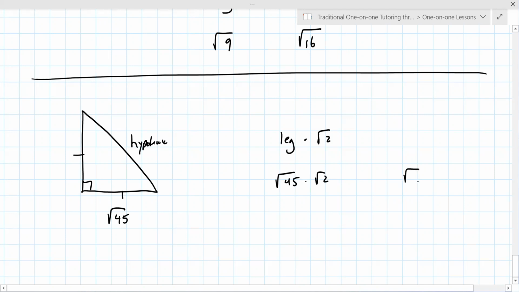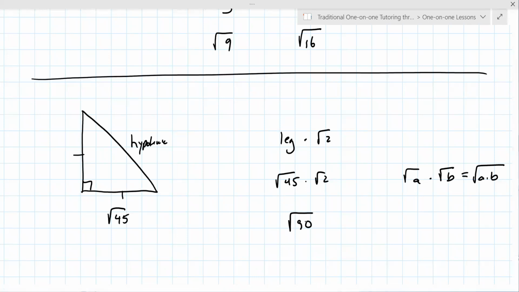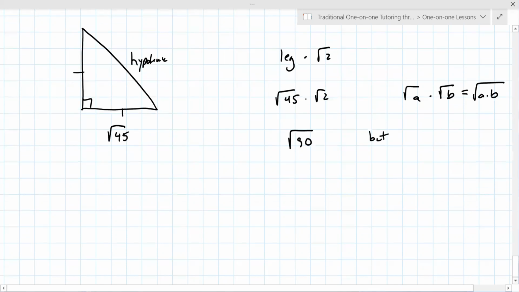This property says you can multiply before you take the square root. So in this case, it would be the square root of 90. But this is not reduced. So the question I have for you is, do you remember how to reduce roots? And the hint is that you use prime numbers.